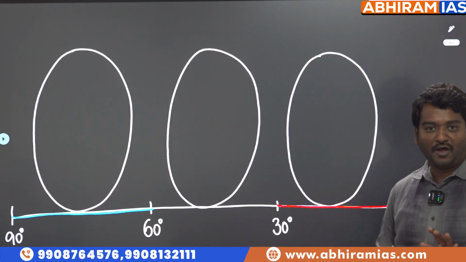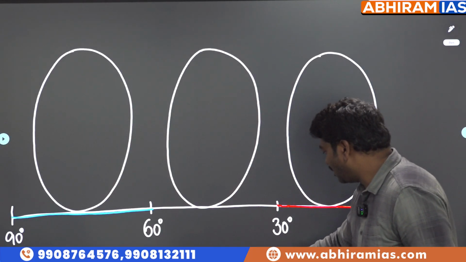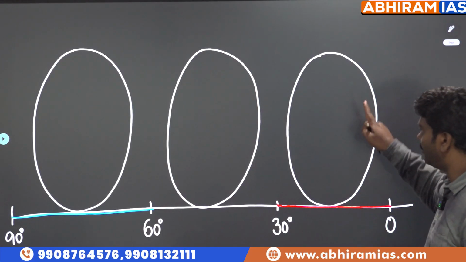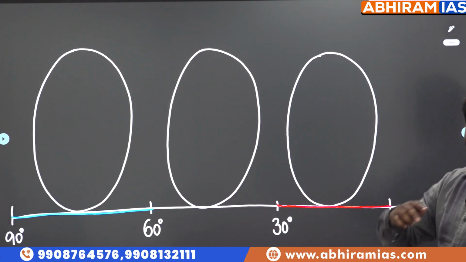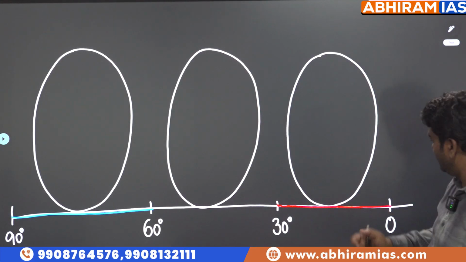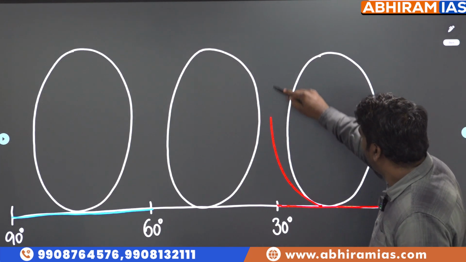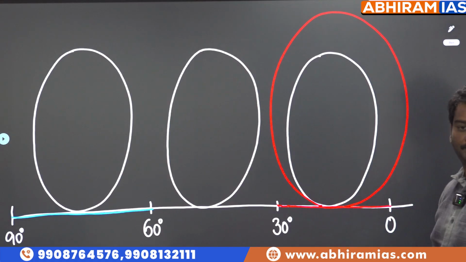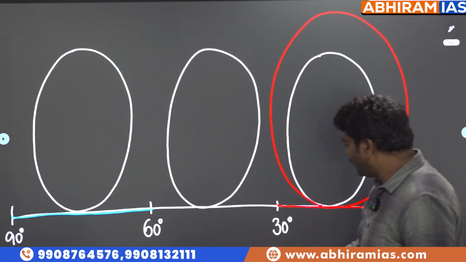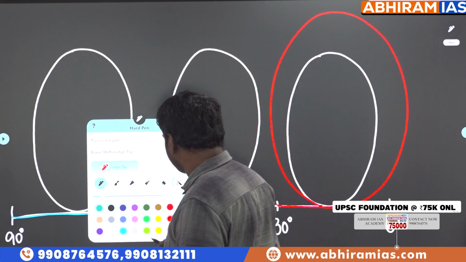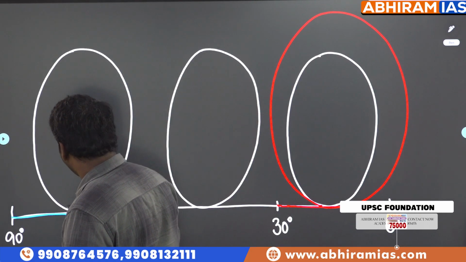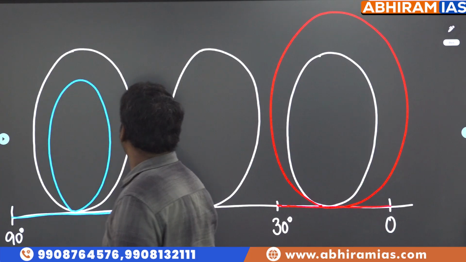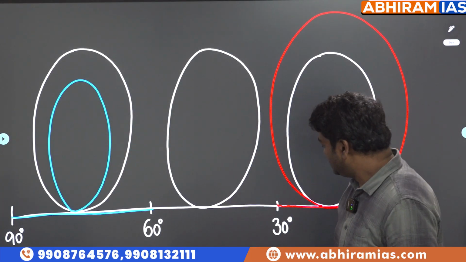Correct? Now you tell, if earth is hot, that is land is hot, what will happen to air above it? Will it expand or will it contract? It gets heated and it expands. Okay? What will happen to the cold air? Compresses. Everyone see now.